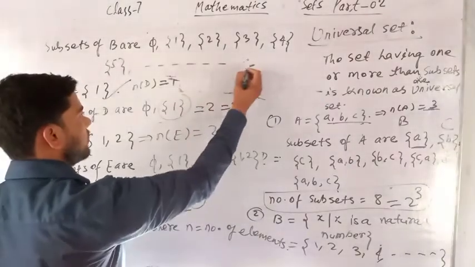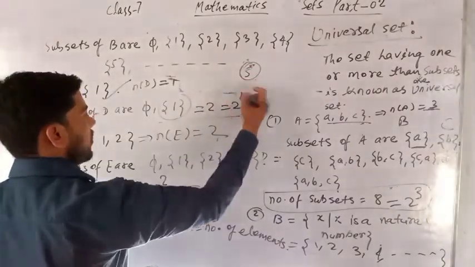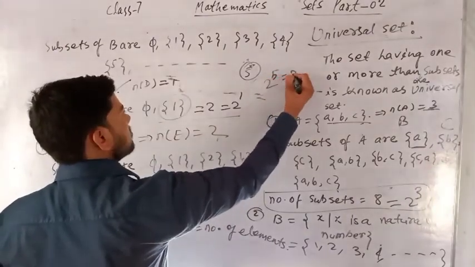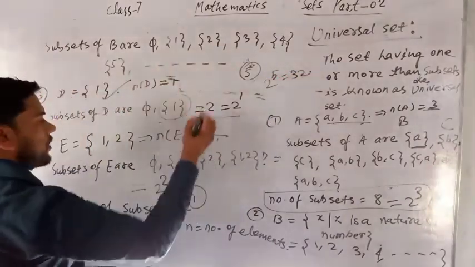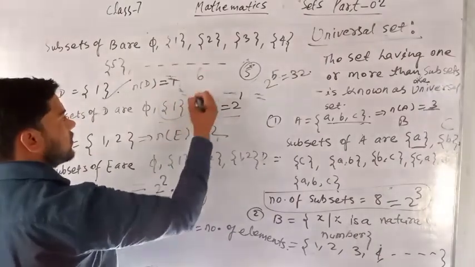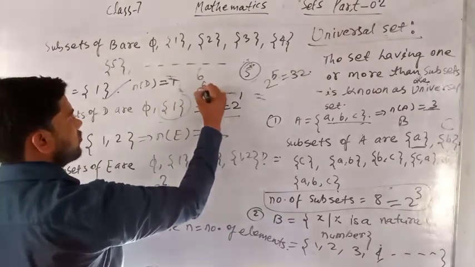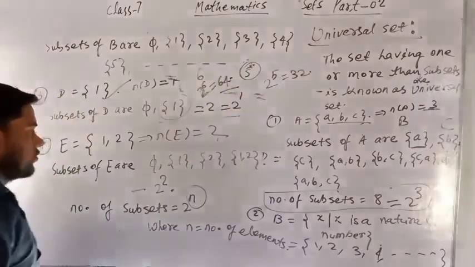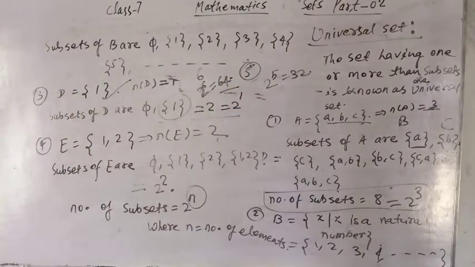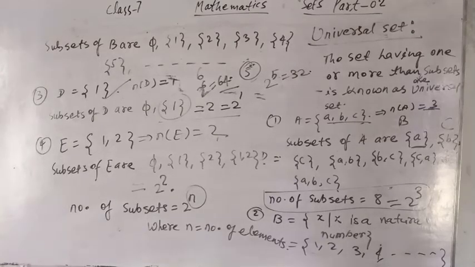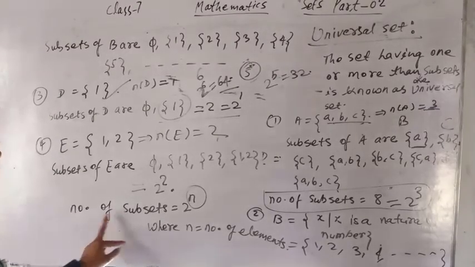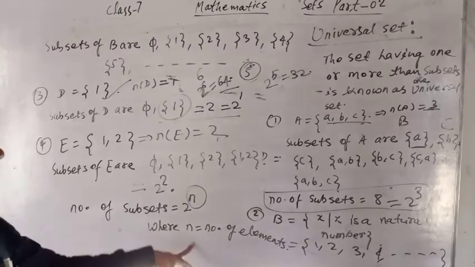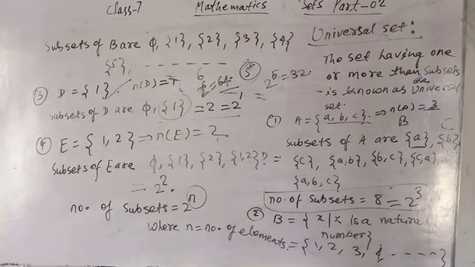Suppose the number of elements is 5, so the number of subsets will be 2 to the power 5. It means 32. If the number of elements is 6, so the number of subsets is 2 to the power 6. It means 64. So now keep in mind, for finding the number of subsets, if the number of elements is given, the number of subsets is equal to 2 to the power n, where n is the number of elements.